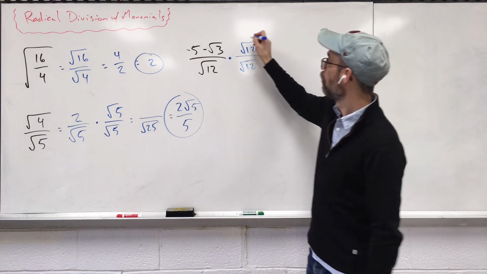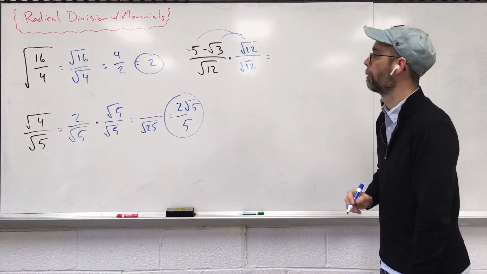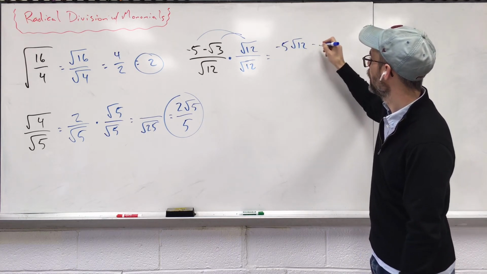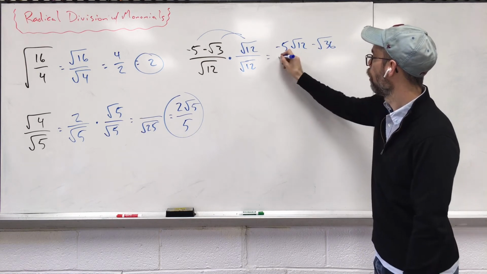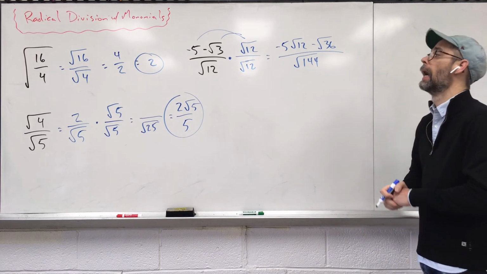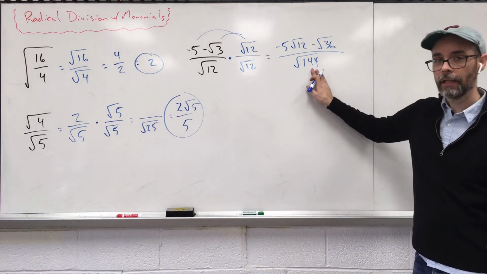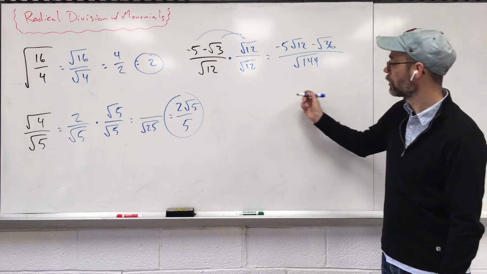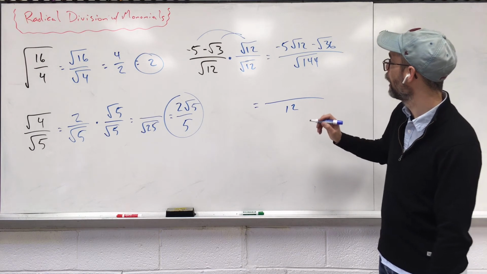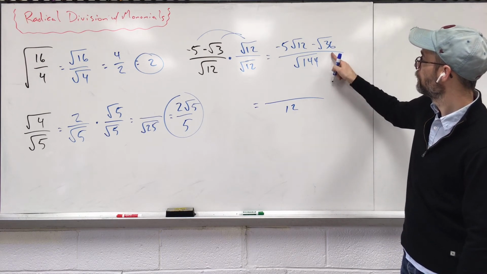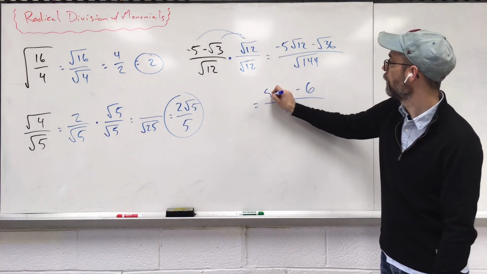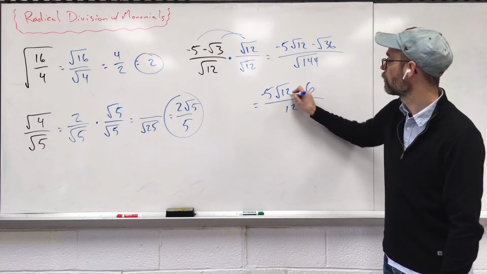Up top, we're going to have to distribute. So we get negative 5 radical 12, and then we have negative radical 36, all over square root or radical 144. Now the beauty here, that is a perfect square. That's going to give us a 12. So I know I get 12 on the bottom. Up top, this is going to give us a 6. So we have a 6, we got a minus sign, and then negative 5 radical 12.